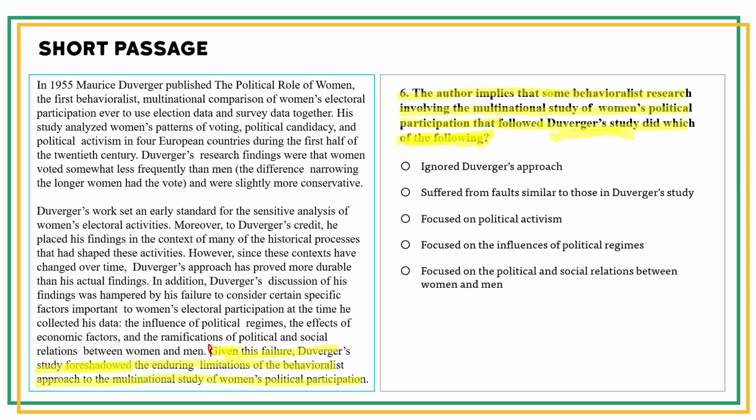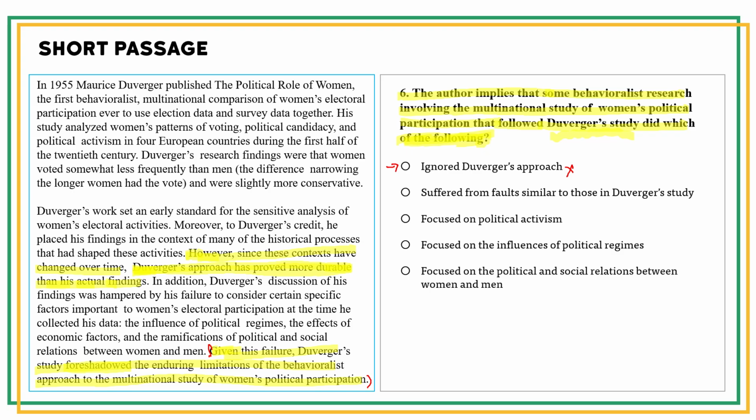Okay, so the implication is that they would suffer from similar faults, yeah. Did they ignore Duverger's approach? Where's the approach mentioned? Okay, so there you go. However, since these contexts have changed over time, Duverger's approach has proved more durable. No option. The passage is implying the exact opposite. It's calling the approach more durable, which implies that it continued to be used. Only his findings went obsolete, right? So no, they did not. They probably followed Duverger's approach.